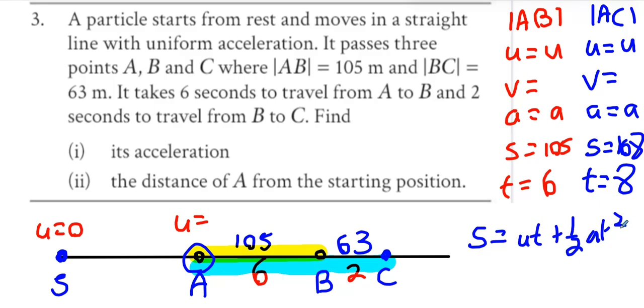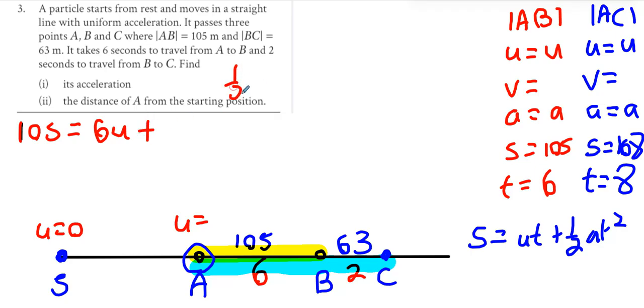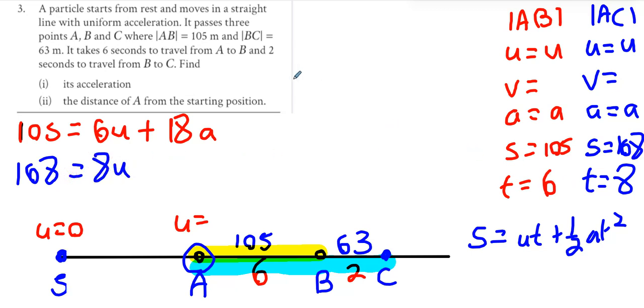I'd like us to use the equation S equals UT plus a half AT squared. I want us to form two simultaneous equations, and I want you to solve said simultaneous equations. Now, I'm going to shrink this down a little bit. Okay, for the red data, it's going to be 105 equals UT, which is going to be 6U, plus a half AT squared, T squared is going to be 36. So it's going to be a half A times 6 squared, which is 18A. Yeah, just leave it like that. And then for the blue one, it's going to be 168 equals 8U, and then a half A times 8 squared, which is 32A.